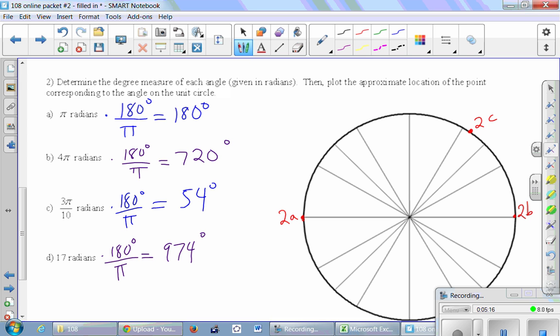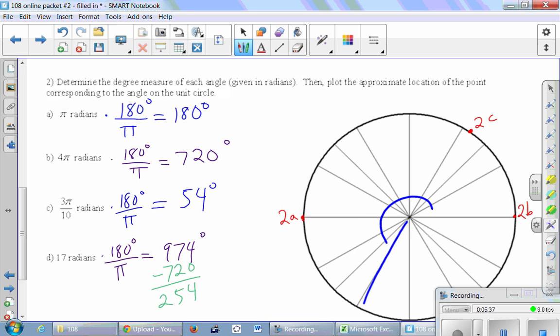So what does that mean? Well, if you subtract off a bunch of 360s, in fact, subtract off two 360s, then you'll get some number that's between 0 and 360, which will be easier to plot. So it looks like this is really equivalent to a 254 degree angle. And we know that this angle right here, going from there to that line, is 240. So 254 is just a little bit past that one, maybe around here.